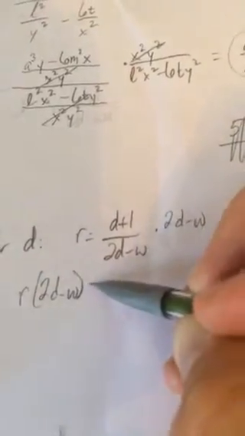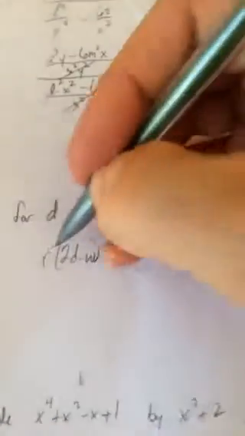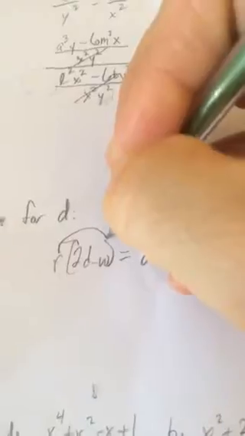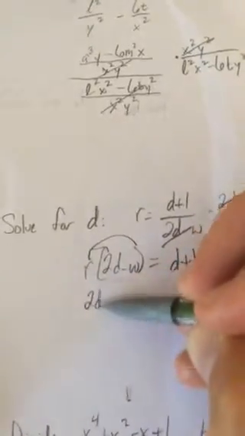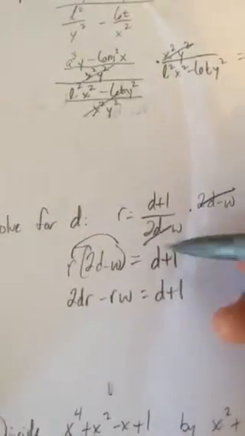And on this side of the equation, I was trying to get rid of the denominator, which I did. Okay, now that I'm getting rid of fractions, this problem looks a lot easier. I still have to get the d's by themselves. So I am going to have to distribute this r in order to get that to work. So 2dr minus rw equals d plus 1.